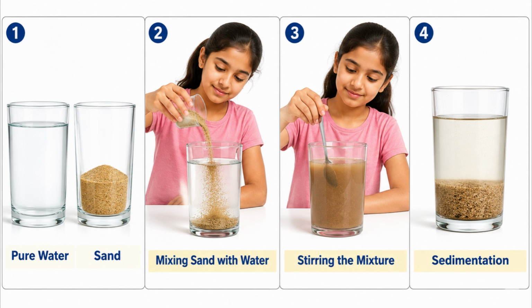If we take a glass of clean water and mix some mud into it and stir it properly with a spoon, we will see that the water becomes muddy. But after leaving it for some time, we notice something interesting. The mud particles settle down at the bottom of the glass and the upper part of the water becomes clearer. So, why does this happen?